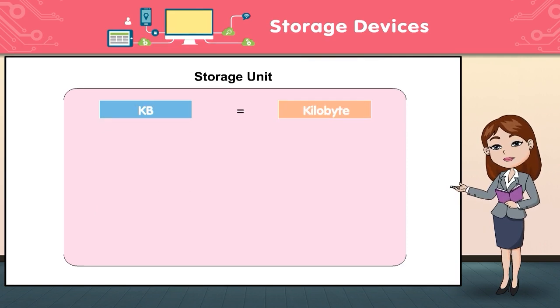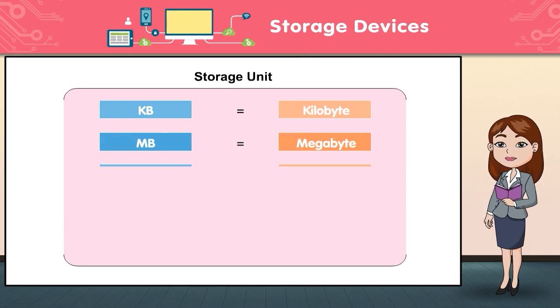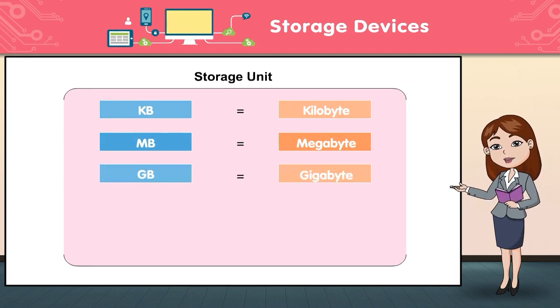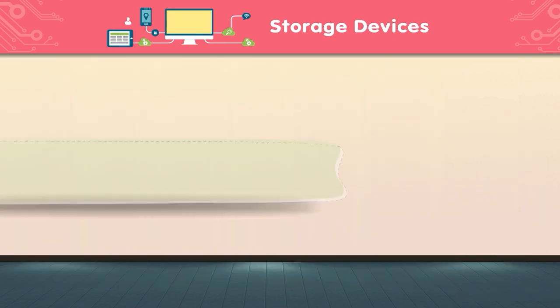KB is equal to kilobyte. MB is equal to megabyte. GB is equal to gigabyte. TB is equal to terabyte.